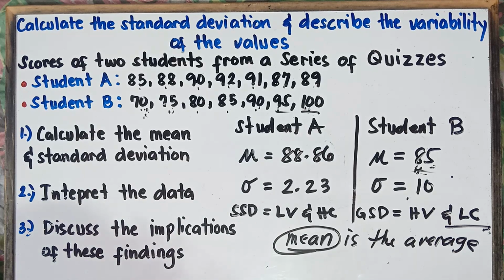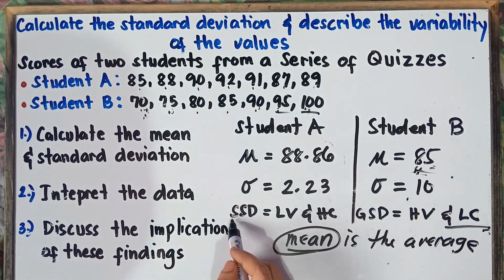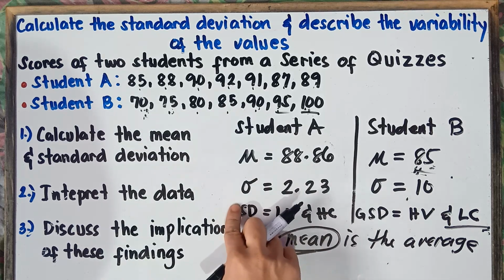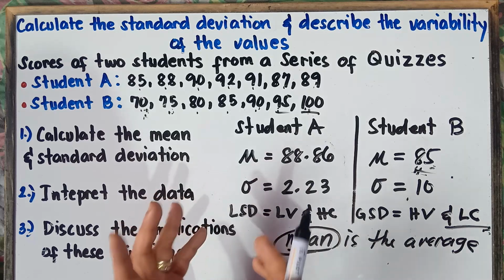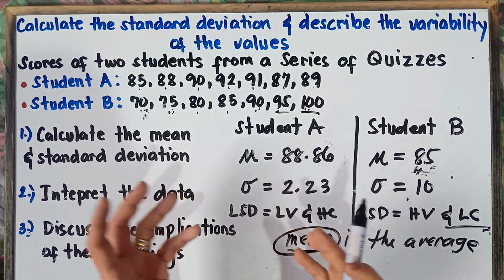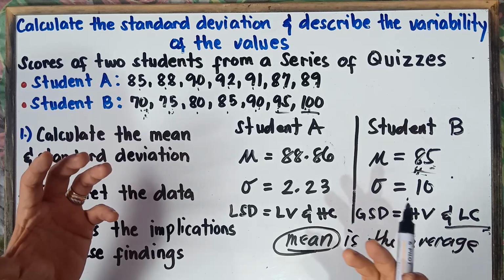Now, how about for student A? Let's check this one out, student A. Student A would have a lower standard deviation. Now, if you have lower standard deviation, there will be lower variability. What do you mean by lower variability? Lower variability, class, means the data points are closer to the mean. It means the scores are closer to the mean.